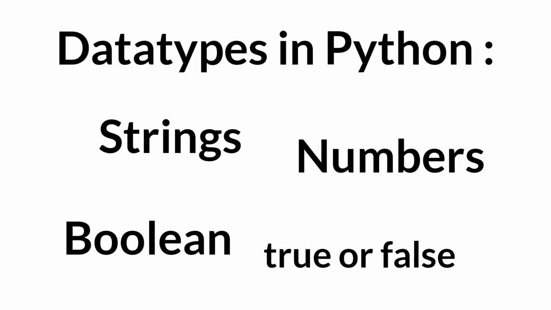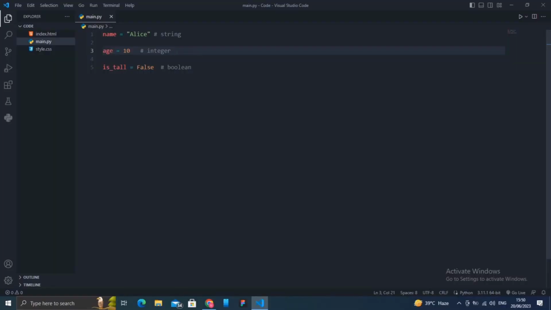So let me show you with the help of an example that uses different data types. In this example we have three variables: name, age, and is tall. The variable name is a string that stores the name Alice. The variable age is an integer that stores the number 10, and the variable is tall is a boolean that stores the value either false or true. So here you can see the data types in Python.